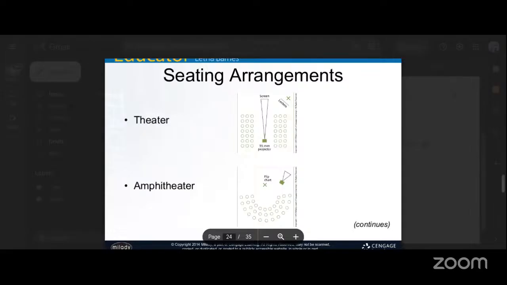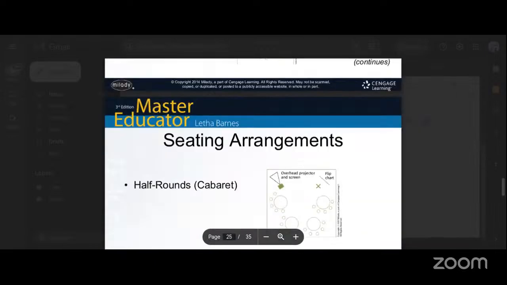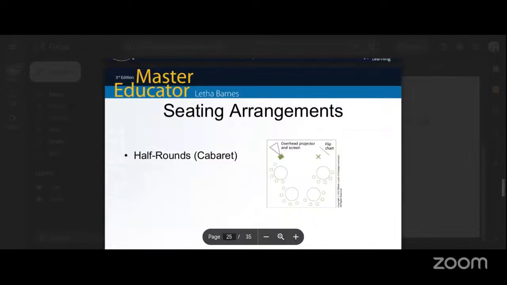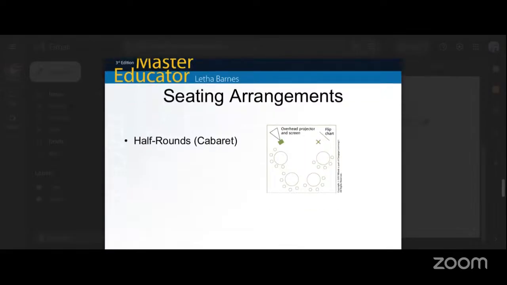Seating arrangements, you can, of course, do theater. I love a good theater, but amphitheater works great for me because I'm tall and everybody gets to see the presentation equally. Seating arrangements, more space at the round tables and fewer chairs is always ideal for me. So they call it a half round.